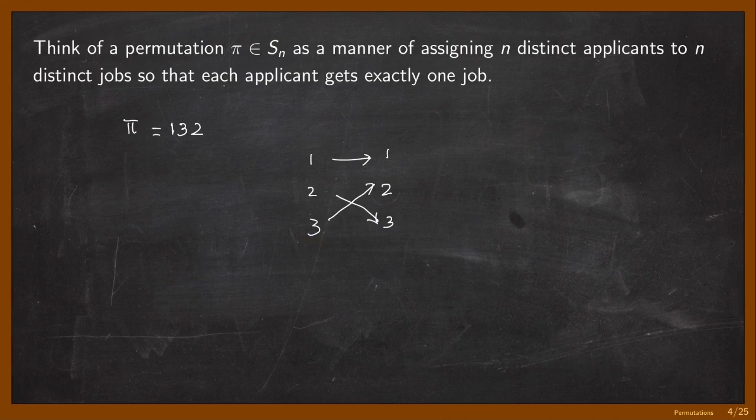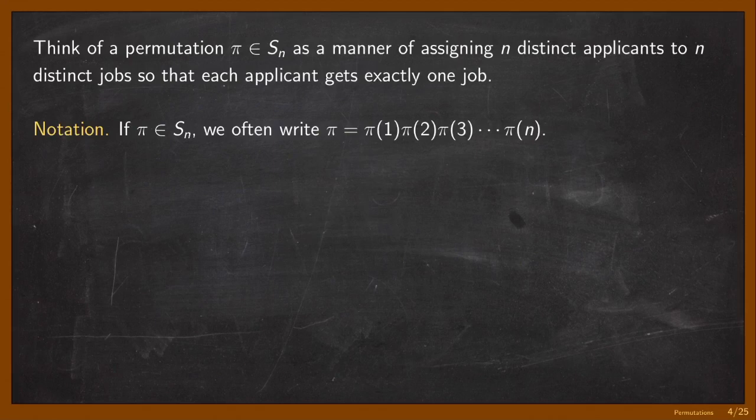As a job assignment, you can think of this as applicant number 1 gets assigned to job number 1. Applicant number 2 gets assigned to job number 3. Applicant number 3 gets assigned to job number 2. As a matter of fact, if pi is an arbitrary permutation in S sub n, we oftentimes denote pi by simply listing down the images starting from the image of 1, then the image of 2, the image of 3, and so on, up to the image of n, arranged in this manner.